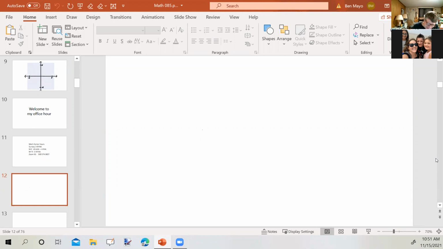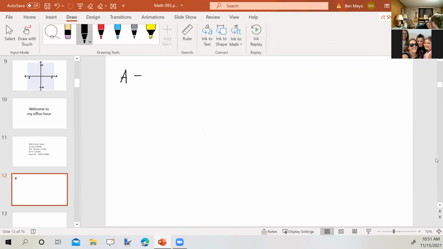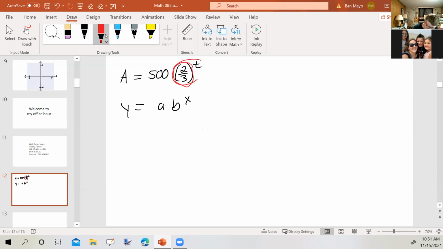All right, so let's say we've got this. It says A equals 500 times 2/3 to the t power. Now, this is sort of like y equals a times b to the x. In other words, this is the base of the exponential part of the equation. This is a constant multiplier out front.